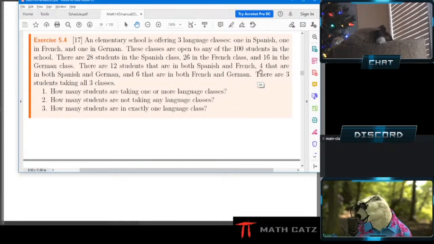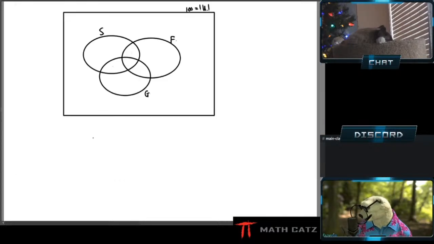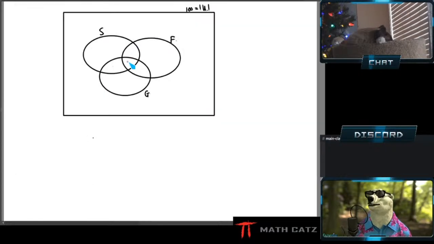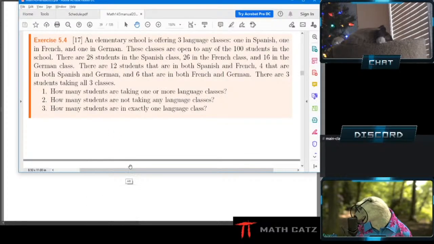I want to. 4 that are in both Spanish and German. Spanish and German, 2 regions. Same for the 6. There are 3 students taking all 3 classes. Ooh, hello. That's only this region. I can put it in. Now I realize, I hope, I can work backwards and unlock the other regions.